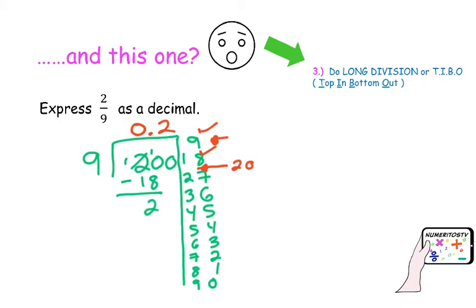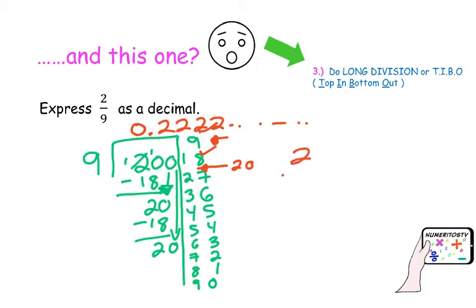So let's continue. I am going to add another 0 to see what's going on. So again, I get 20. How many times does 9 fit in 20? Again, 2. Again, I get 18. Again, remainder of 2. So if I keep going, if I keep adding zeros, I am going to keep getting that 2. And this will never stop. So this is a repeating decimal, as we can see.